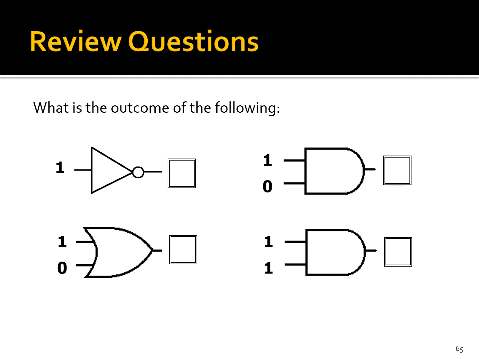So in this case, what is the outcome of the following? If I have a 1 going into a NOT gate, then I have a 0 coming out. If I have a 1 and a 0 in an OR gate, then I have a 1 coming out. If I have a 1 and 0 in an AND gate, I have a 0 coming out. And if I have a 1 and 1 in an AND gate, I have a 1 as my output.